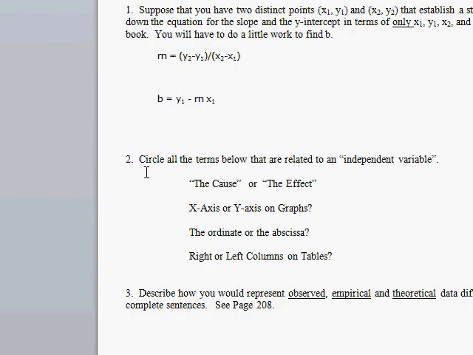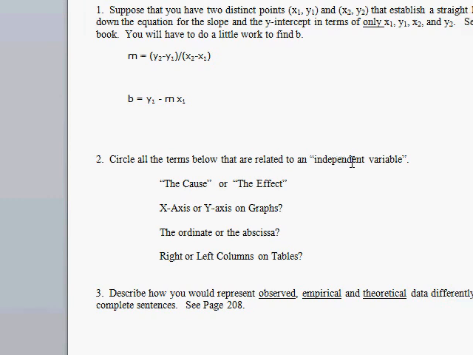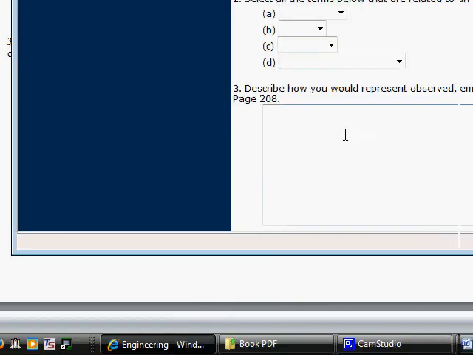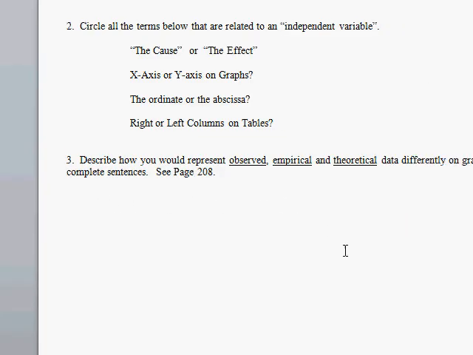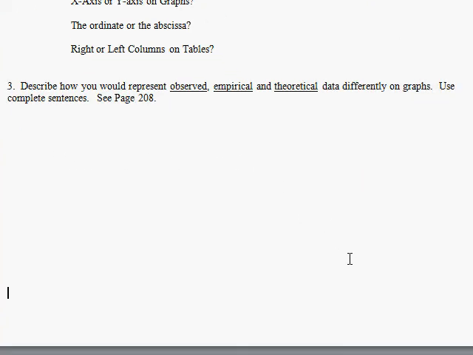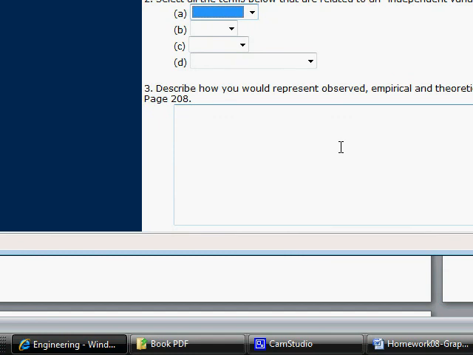For problem number 2, on the homework handout, circle the terms that relate to the independent variable, and on the web form, you're simply selecting them from the drop-down list. For problem number 3, you want to refer back to your notes because we did answer this question in class. So you want to type in your answer using complete sentences in this box right here.